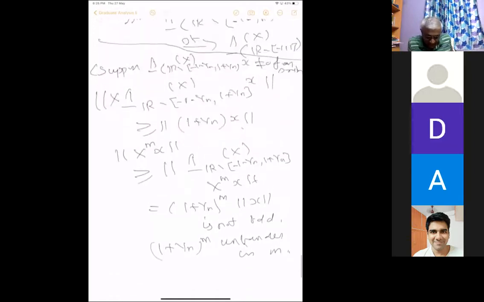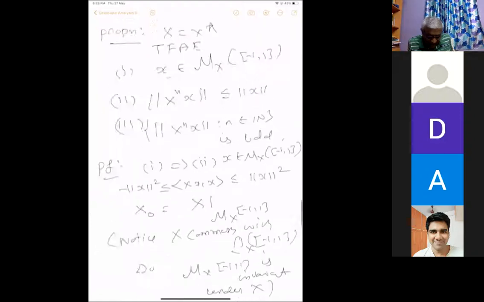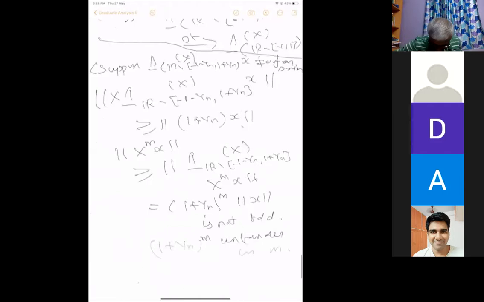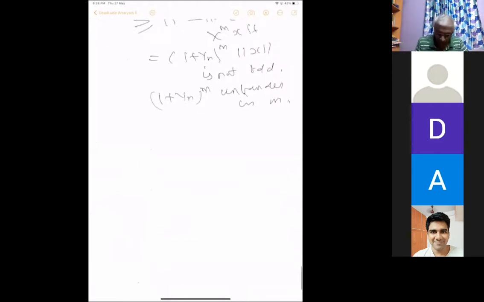Anyway, the criterion is proved, and this is a nice criterion. If you want to prove something in the spectral projection, it is enough to prove some sequence is bounded. So you will see immediately how this is very useful. I will prove this proposition corollary and then stop.